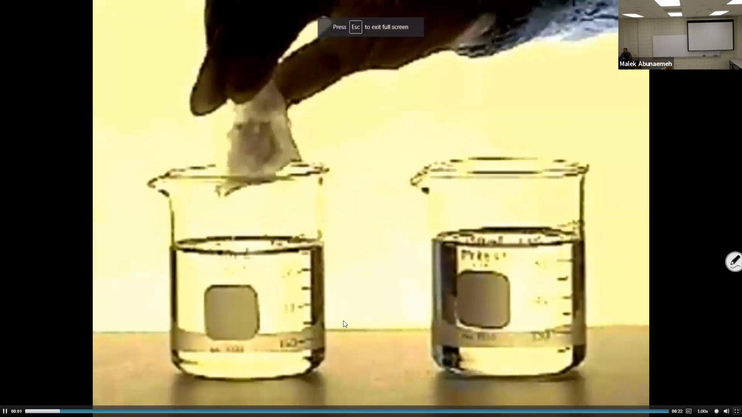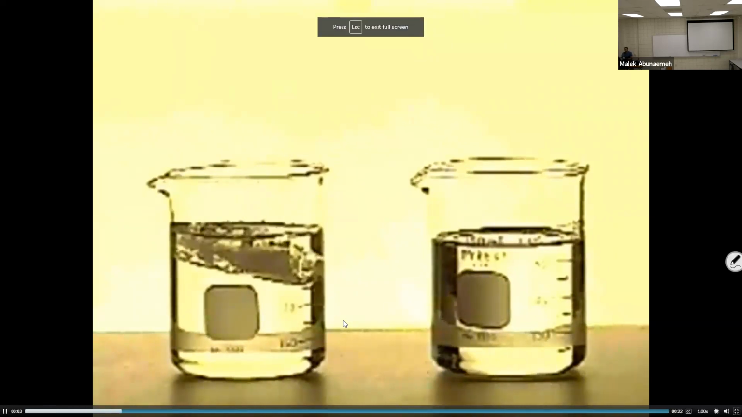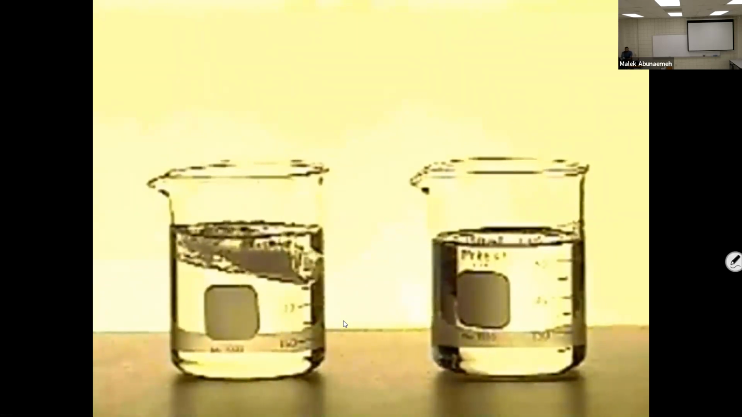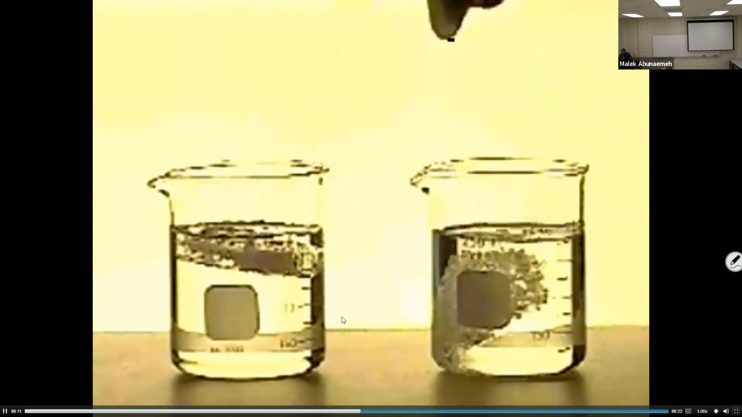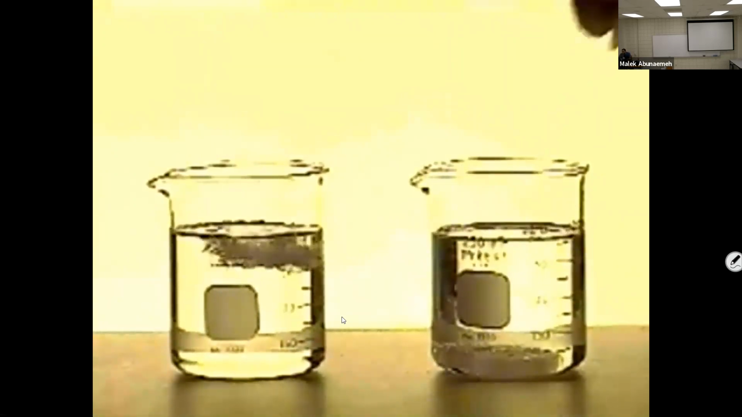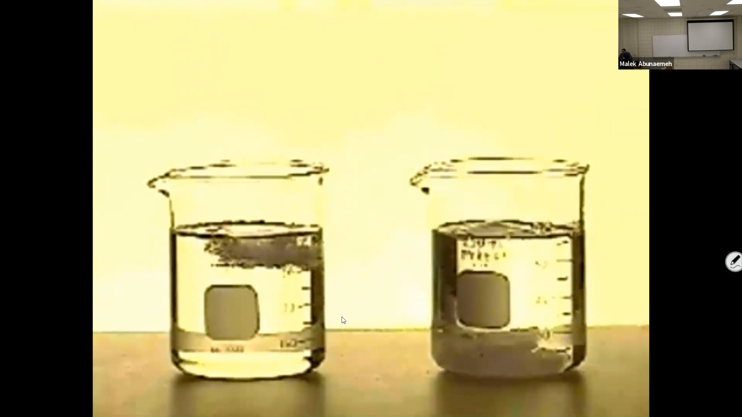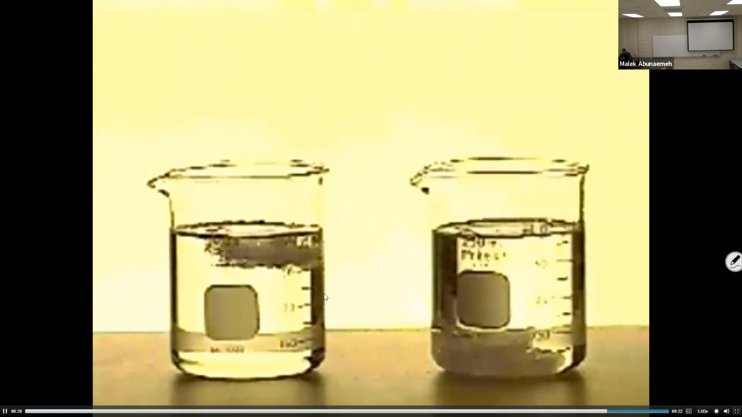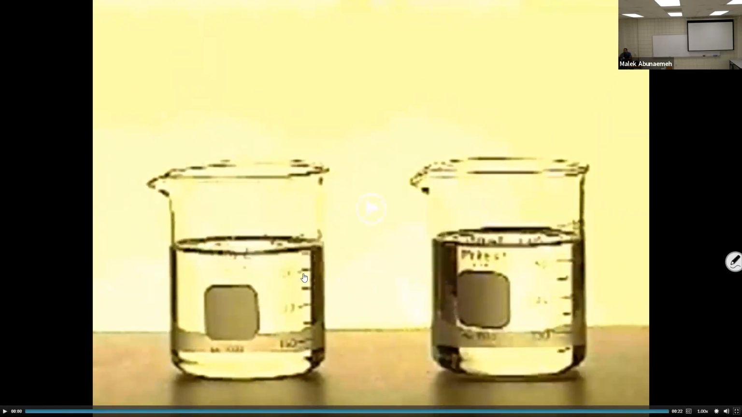Water has the peculiar property that its solid ice form is less dense than its liquid form. Thus, ice cubes float in water. Most substances like benzene, shown on the right, have a solid form more dense than its liquid form. Thus, the solid form sinks to the bottom of the liquid. So when you have a substance that's less dense than the liquid, like ice, it will float. If you have a substance that's more dense than the liquid, it's going to sink.